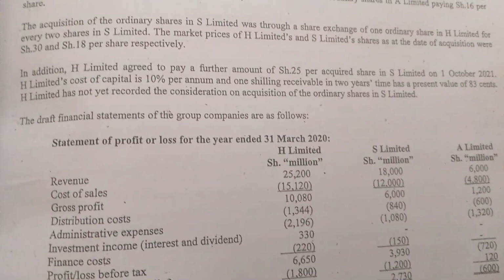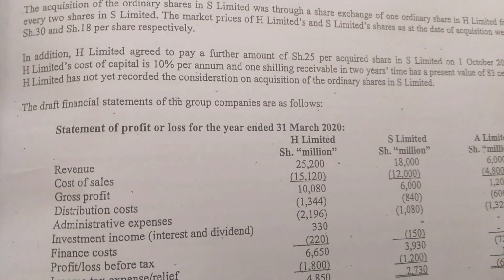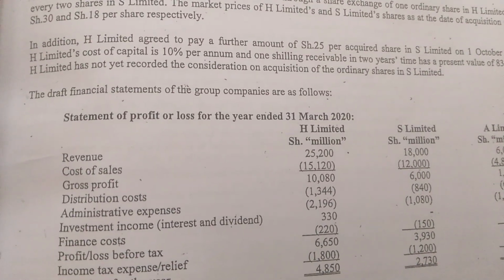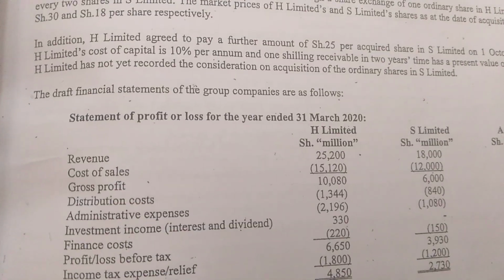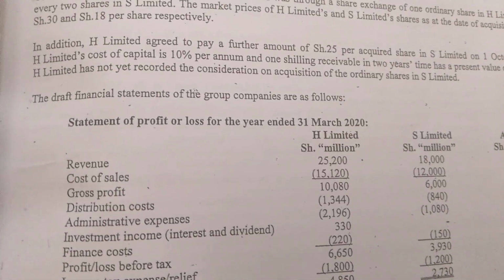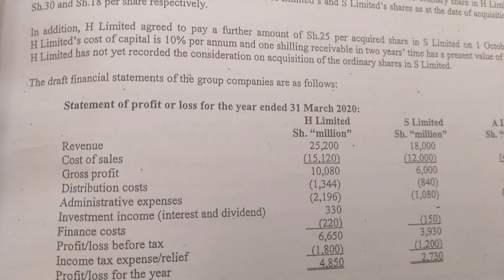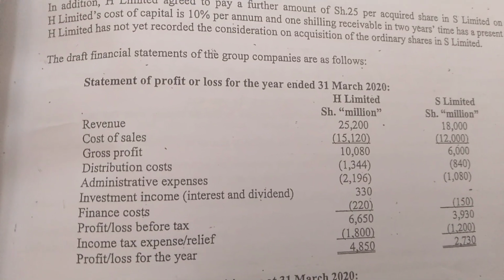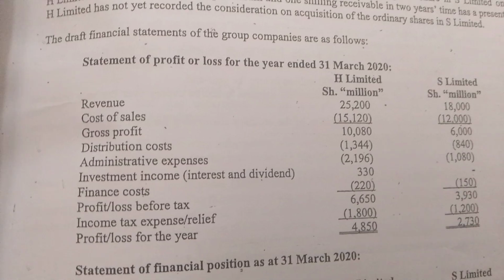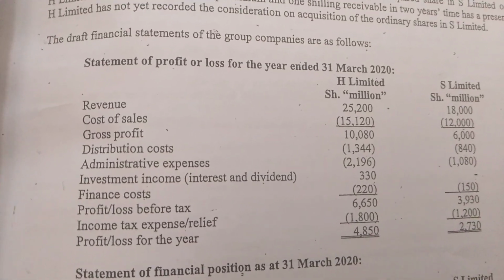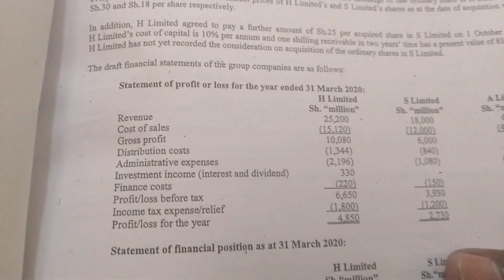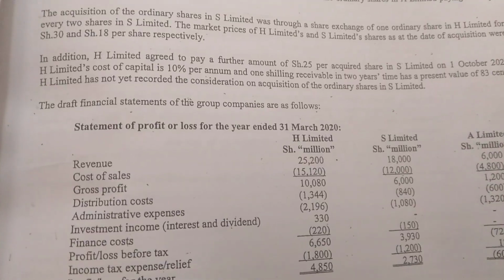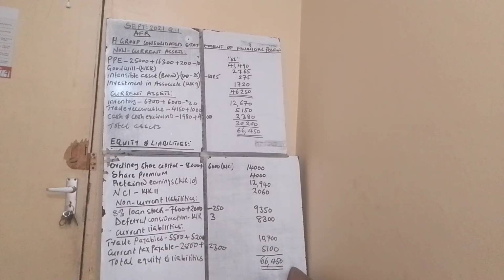H Limited's cost of capital is 10% per annum and 1 shilling receivable in 2 years' time has a present value of 83 cents. H Limited has not yet recorded the consideration on acquisition of the ordinary shares in S Limited. So, this is a deferred consideration.